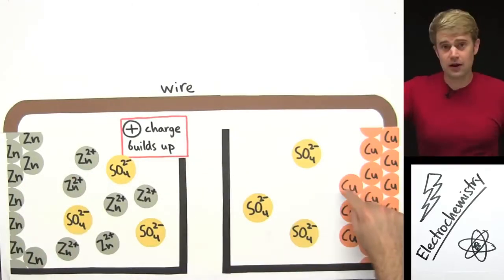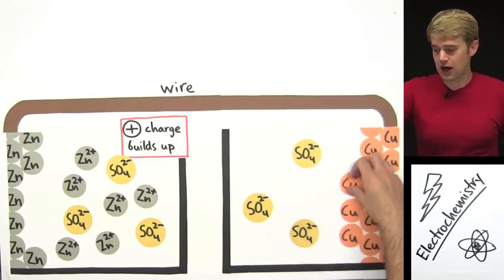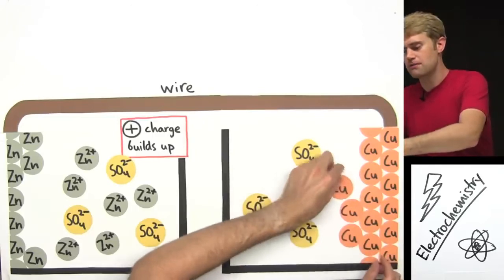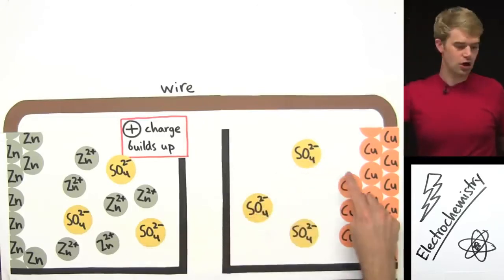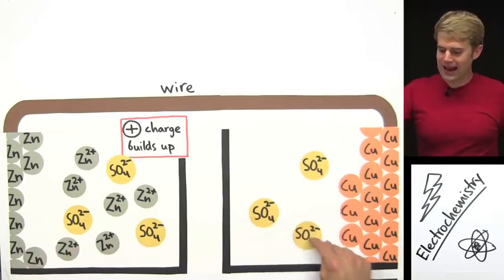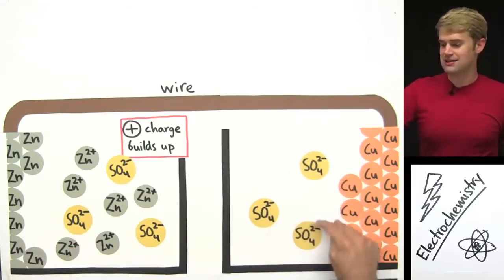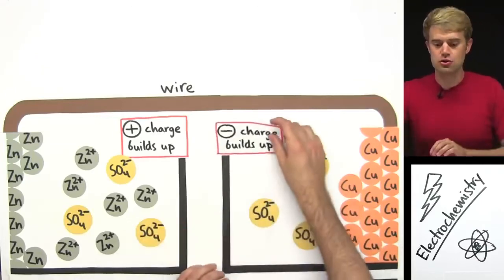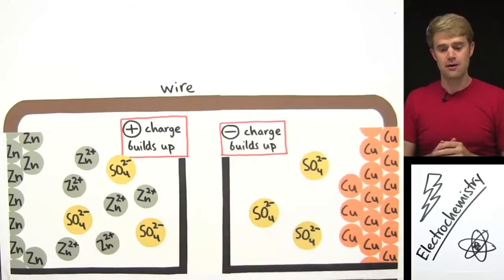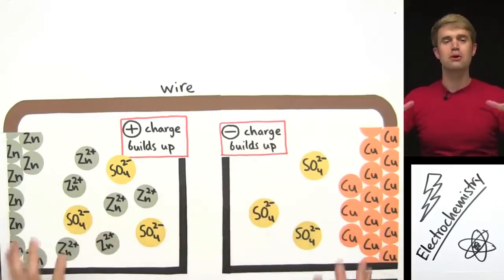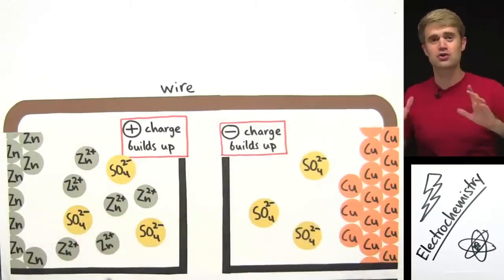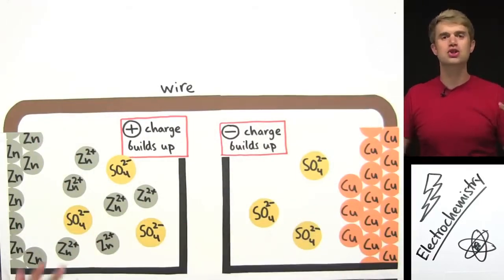And then over here, as the positively charged ions like this lose their charge by gaining electrons and turn into neutrally charged copper, now there are a whole lot more SO4 2- than there are Cu2+. So a negative charge begins to build up on this side. And if this positive and negative charge build up too much, the cell can't run anymore. It can't continue to make electricity. So that is where the salt bridge comes in.